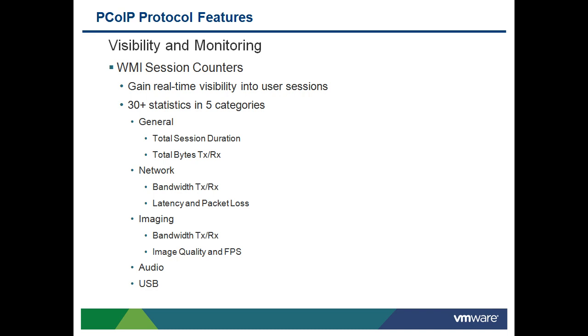General, which is basic things like the total session duration and the overall number of bytes transmitted received. Network-specific statistics, such as bandwidth transmitted received for individual portions of the stream, and latency and packet loss. Imaging data, so specifically the imaging bandwidth sent and things like the image quality and frames per second. And then similar settings for audio and USB, so bandwidth and quality settings for both of those.